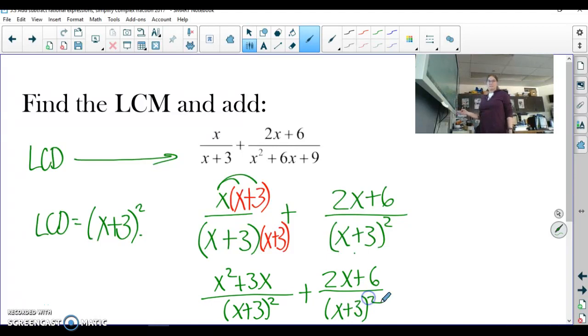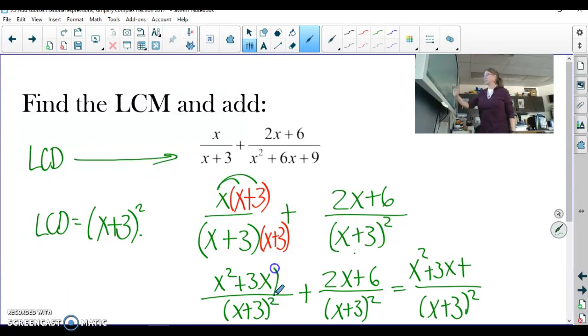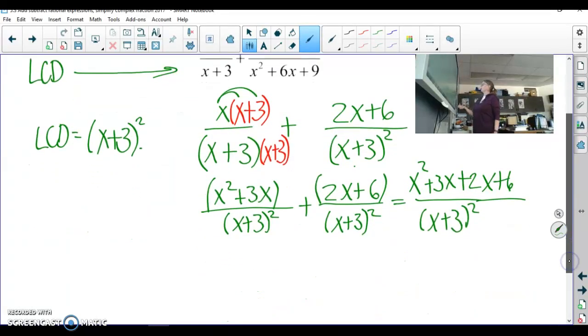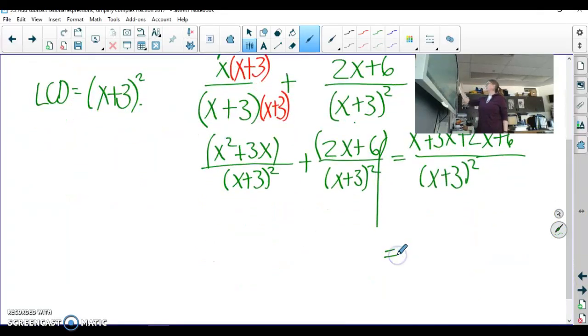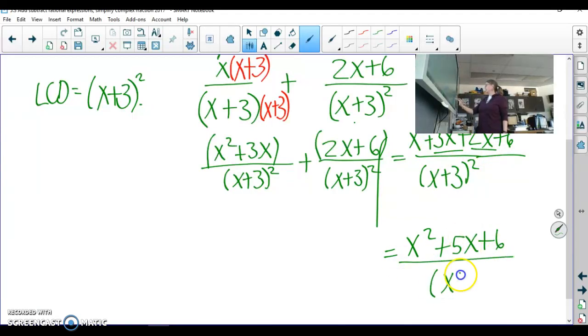So now I've created a common denominator, and that's going to stay my denominator, and then we're going to add the top. So x squared plus 3x, plus 2x plus 6. And it's just addition, so you don't need to have those expressions on the left and on the right in parentheses. You can just write them straight across. And then we're going to combine our like terms. So we have x squared, 3x and 2x is 5x, plus 6 over x plus 3 quantity squared.